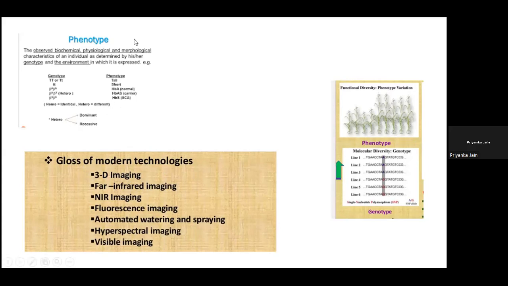So I will proceed to the next part. If you all have understood what genotyping, genotype, phenotyping and phenotype are, then I will explain a little bit about the variants.